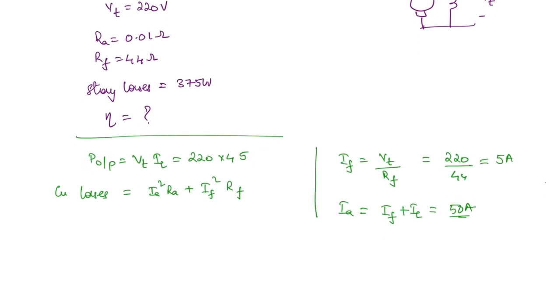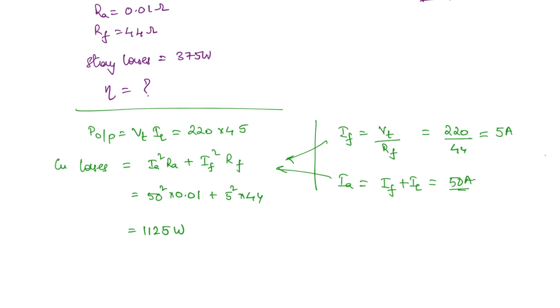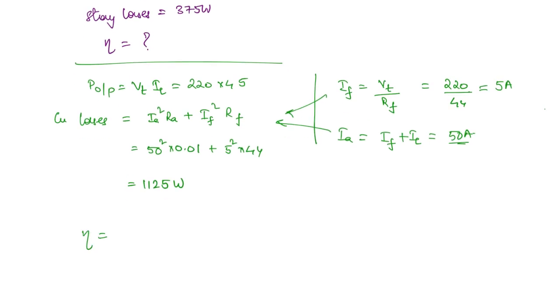Okay. So from here copper losses, you can substitute both of them here. 50 square into 0.01 plus 5 square into 44. You're going to get 1125 watts. Okay. So now you can find out the efficiency is equal to 220 into 45 divided by output plus losses. Copper losses is 1125 and the constant losses is 375. Okay. So this, if you calculate, you're going to get around 86.8%.